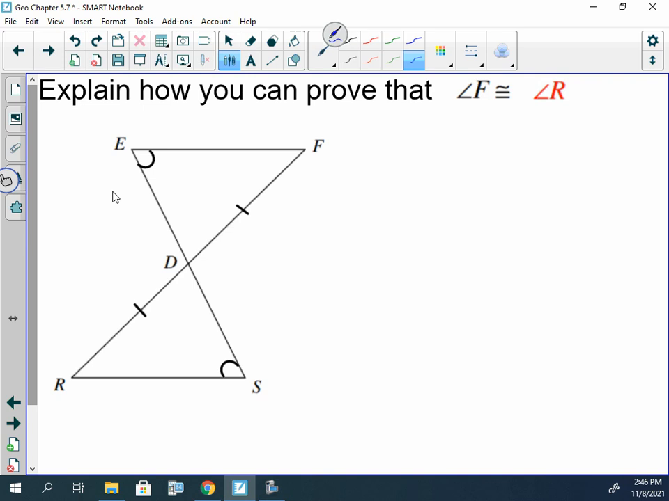Let's look at this one here. We need these two triangles to be congruent to be able to say that angle F and angle R are congruent. So we do have a set of angles, and we have a set of sides, yes? What else do we have? Yes, because they are vertical angles. So SAA or AAS. So I can say triangle what?